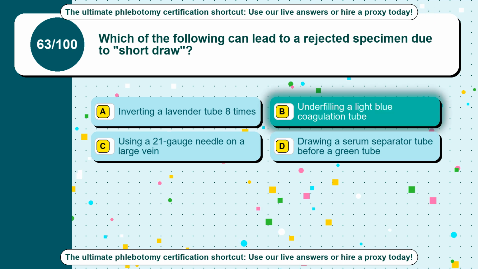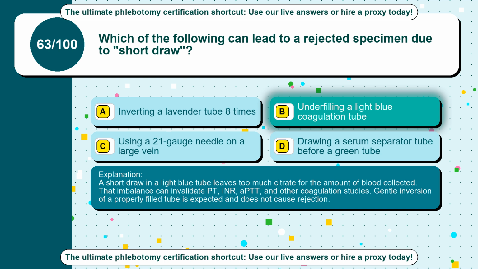The correct answer is option B. Underfilling a light blue coagulation tube. A short draw in a light blue tube leaves too much citrate for the amount of blood collected. That imbalance can invalidate PT, aPTT, and other coagulation studies. Gentle inversion of a properly filled tube is expected and does not cause rejection.